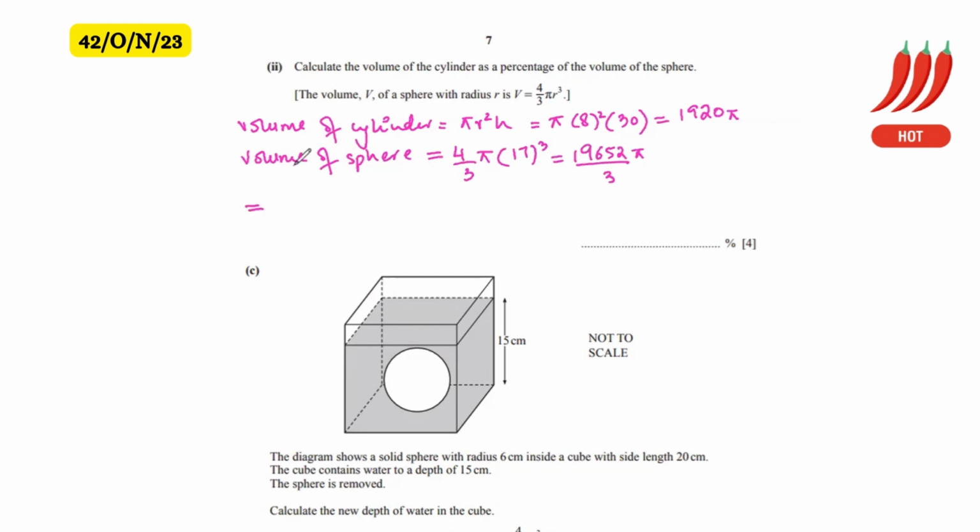So the percentage is going to be 1920 pi divided by 19,652 pi over 3 times 100. The pi's will get cancelled out. So 1920 divided by 19,652 divided by 3, 0.2935 times 100. So that's 29.35%. That's your answer.